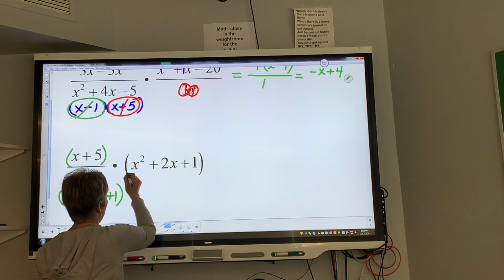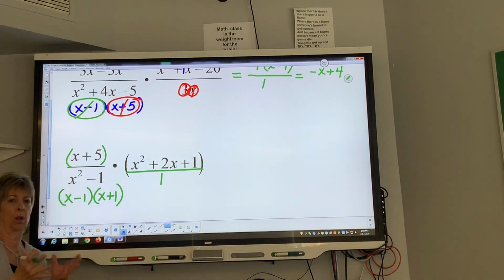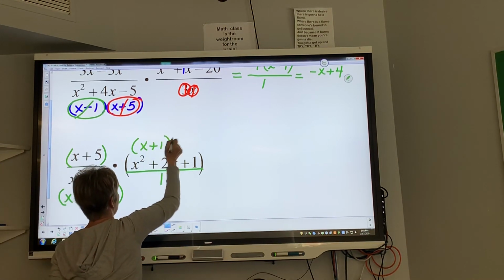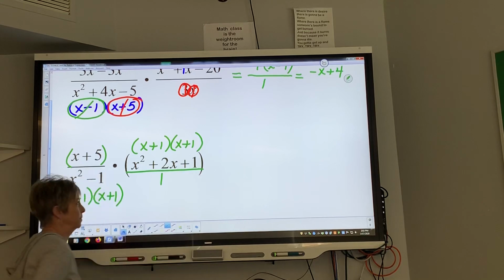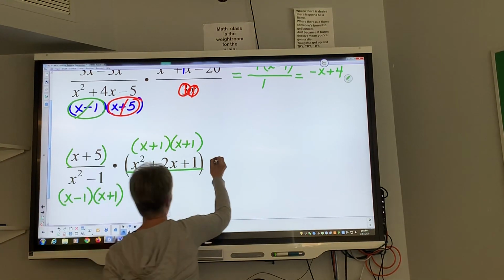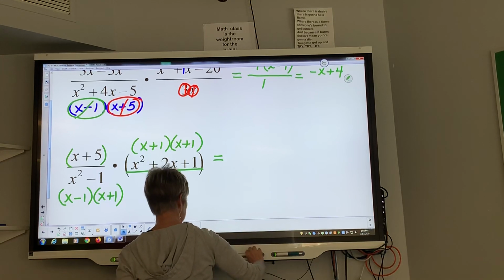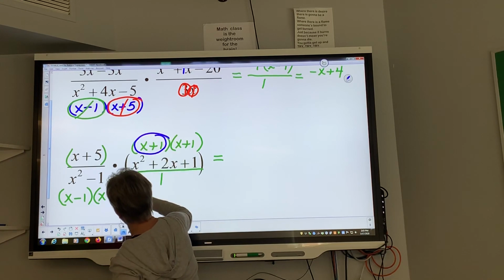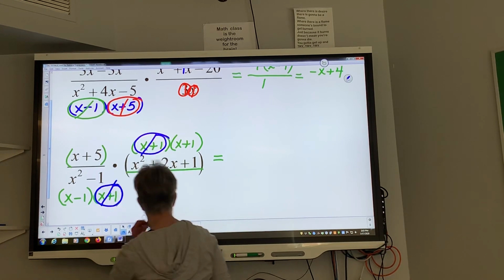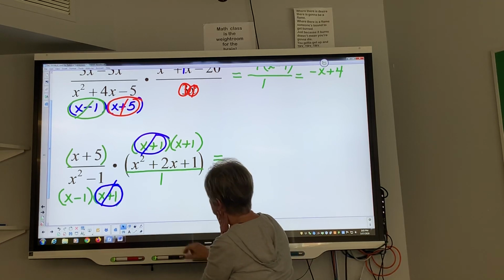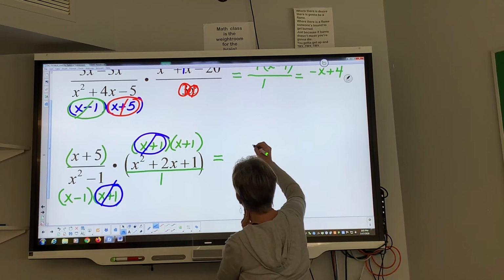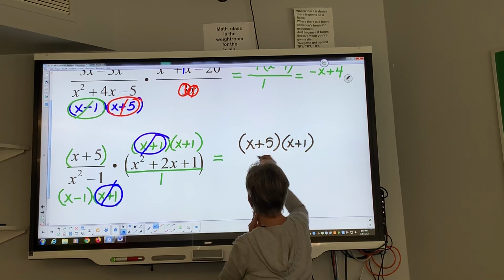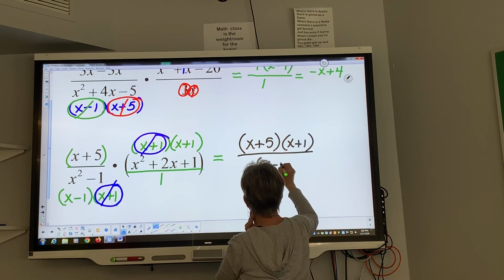Now, if you have a polynomial here, just remember that's like all over 1. So I'm going to go ahead and factor this into x minus 1 times x minus 1. Now, do you see anything that I can simplify? I think I can take one of these x minus 1s with one of these and pair those up, but I think that's about all I can do. So my final answer is going to be x plus 5 times x plus 1 all over x minus 1.